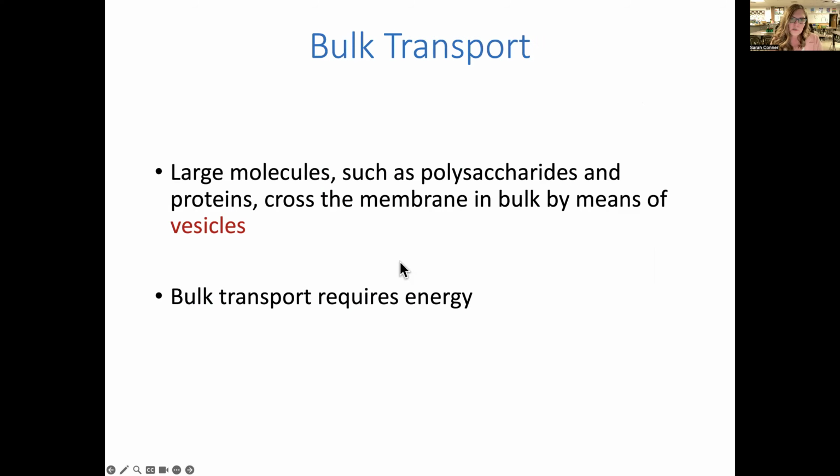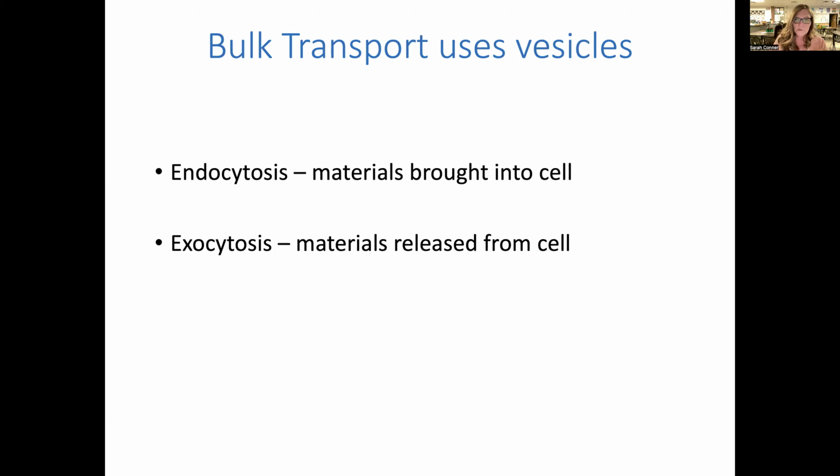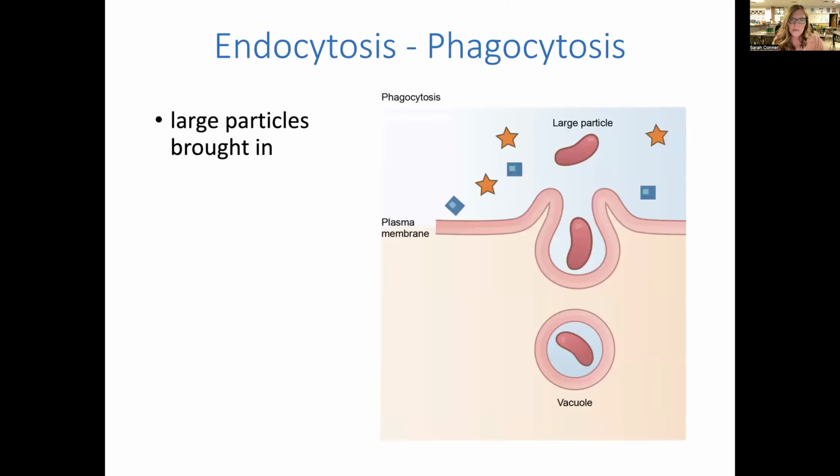Bulk transport has two pieces. You have large molecules that don't fit, so you have to use a different option to get them across the membrane, and usually this is by means of vesicles. This also requires energy. There are two things we're looking at: endocytosis and exocytosis. Endocytosis is what's being brought in by those vesicles, and exocytosis is the materials being released from the cell itself.